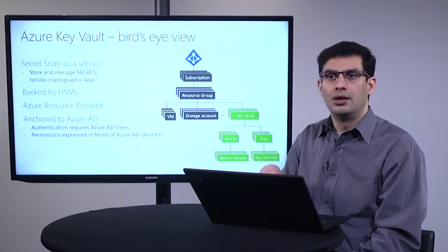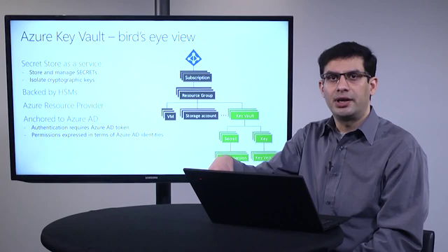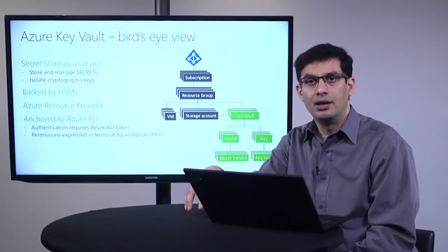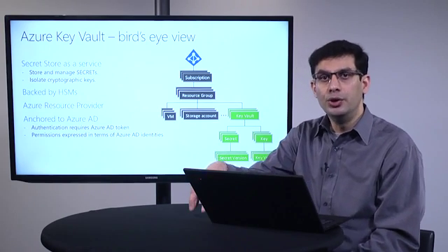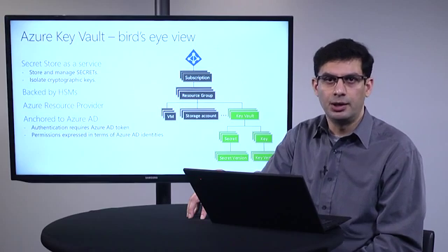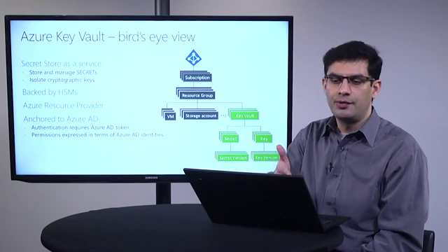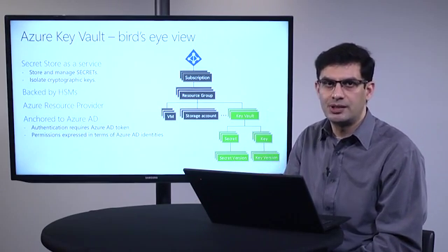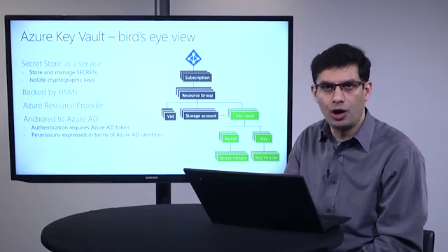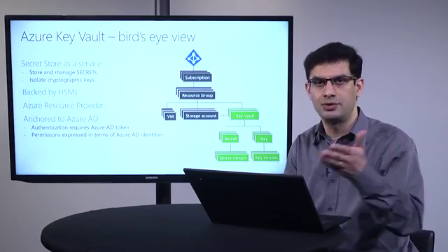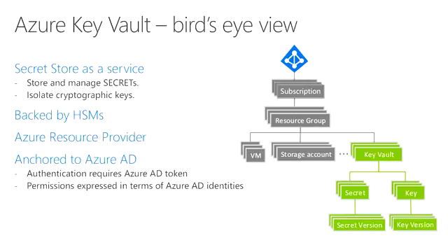Cecil can only read secrets. This particular application can read secrets and use keys for the purpose of decryption. And so you can specify a list of which specific identities can do which specific operations on your secrets as well as on your keys. Those ACLs are expressed in terms of their Azure AD identities, whether it's users or applications.